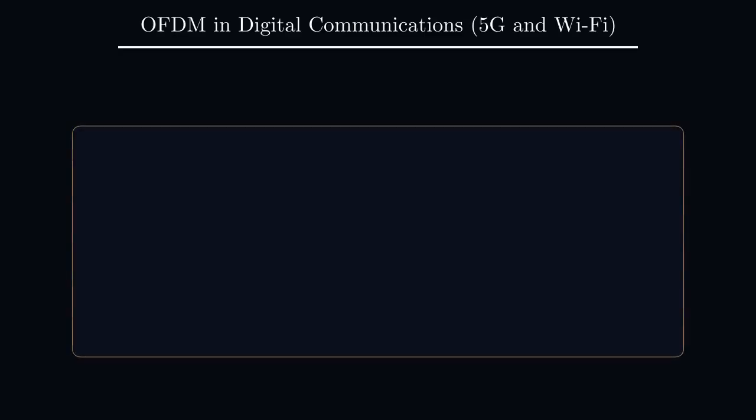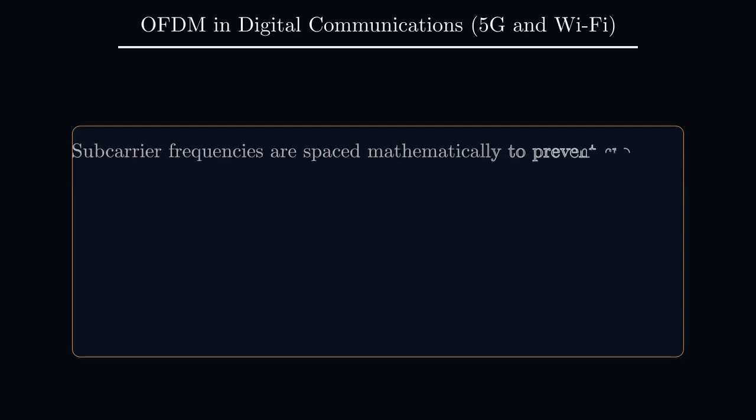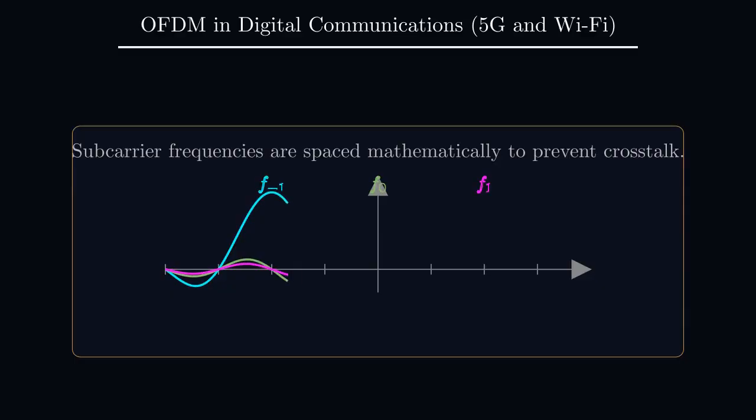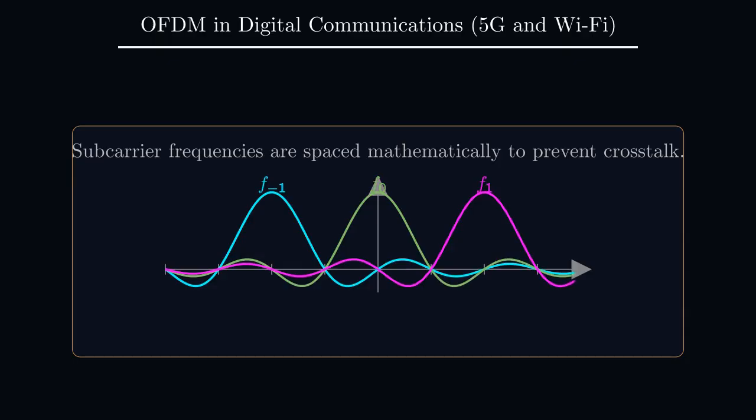In digital communications, we use a technique called orthogonal frequency division multiplexing, or OFDM. We transmit data over multiple subcarrier frequencies that are specifically spaced so that they are orthogonal to each other. Even though these signals overlap in the frequency spectrum, a receiver can use the inner product integral to extract the data from one subcarrier without any interference from the others. This is why your 5G connection or Wi-Fi can handle massive amounts of data in a crowded electromagnetic environment.